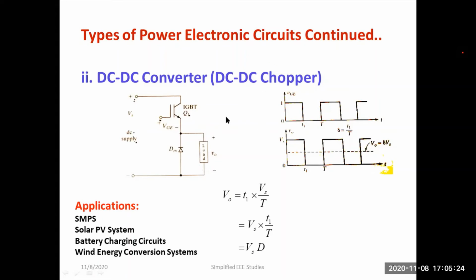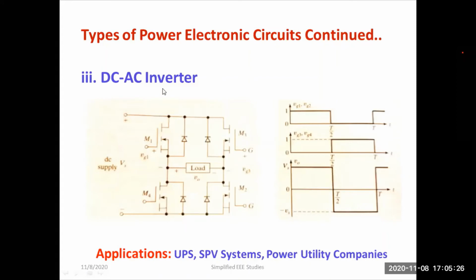Now I would like to discuss the third one, the DC-AC inverter, or you can call it a DC-AC converter. Both are fine. The main applications are uninterruptible power supply and solar photovoltaic systems. Why? Because with the help of an inverter, I can convert a DC supply into an AC supply. The requirement of the load is AC, but we have only a DC power supply, especially in a solar photovoltaic system. Similarly, power utility companies also have a major role in the usage of DC-AC inverters.